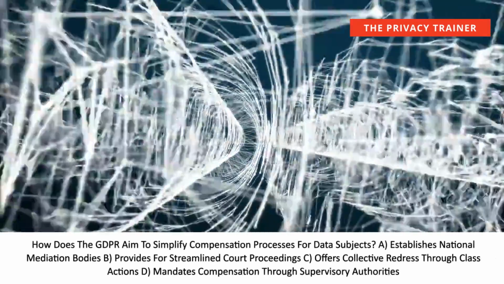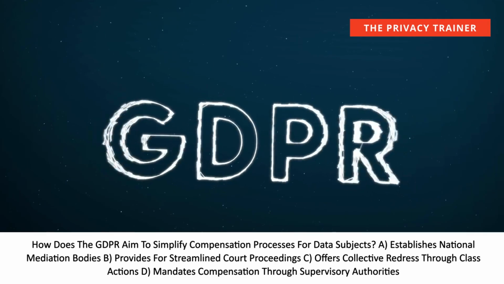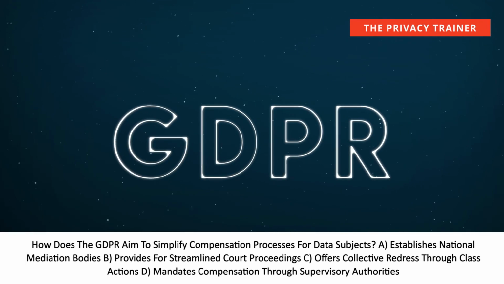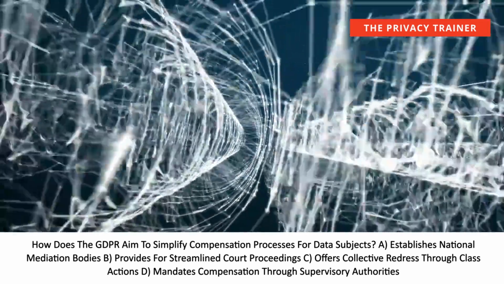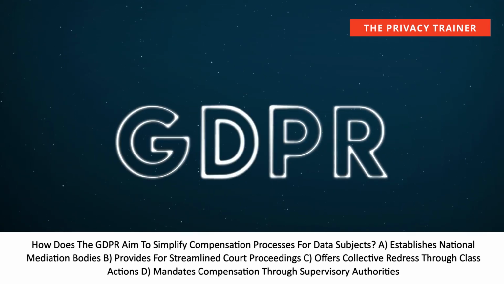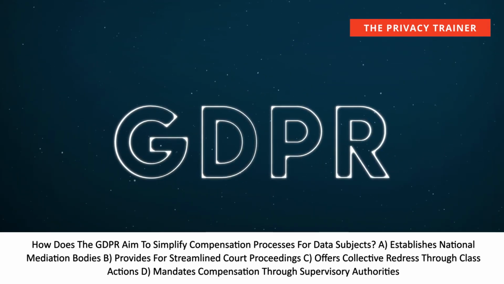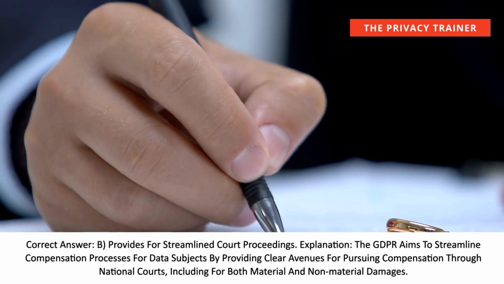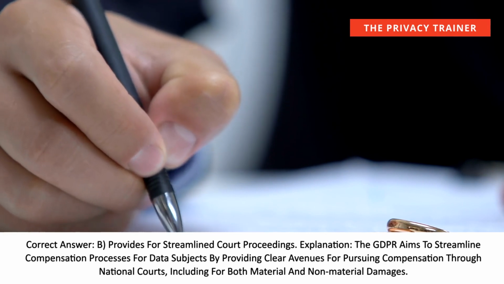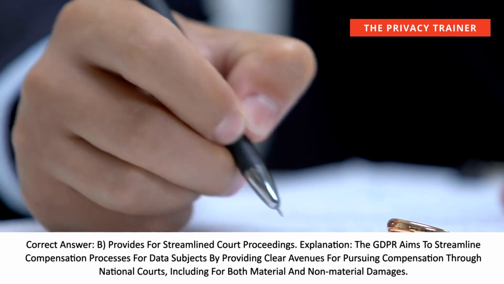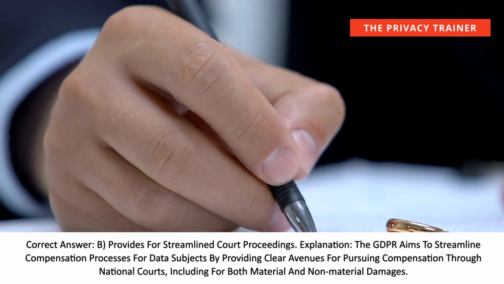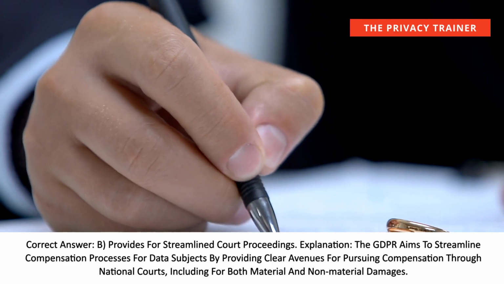How does the GDPR aim to simplify compensation processes for data subjects? A. Establishes national mediation bodies. B. Provides for streamlined court proceedings. C. Offers collective redress through class actions. D. Mandates compensation through supervisory authorities. Correct answer, B. Provides for streamlined court proceedings. Explanation. The GDPR aims to streamline compensation processes for data subjects by providing clear avenues for pursuing compensation through national courts, including for both material and non-material damages.